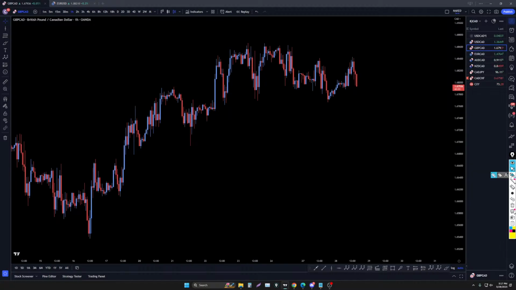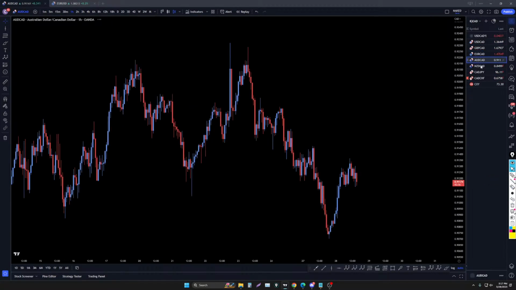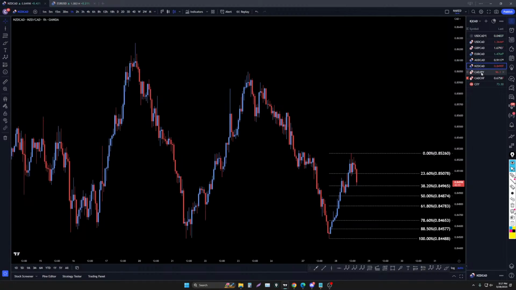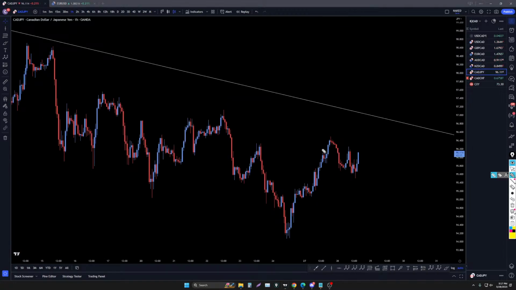Look at that. The pound Canadian looks pretty good too. One, two, three waves up. That looks like a short too. That's definitely a Canadian move for sure. Ooh, look at the Canadian yen. One, two, three waves down. That's a long right there for sure.